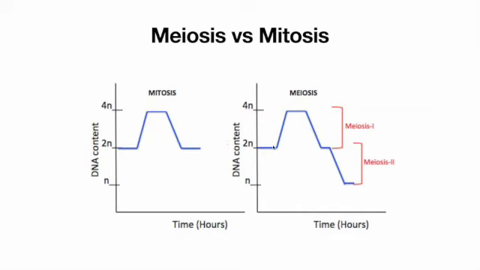However, meiosis has two levels of division, and this is for reproduction. When the sperm cell and egg cell meet together, they return to the 2N DNA content, which can make a new baby. So this is the big difference between mitosis and meiosis.